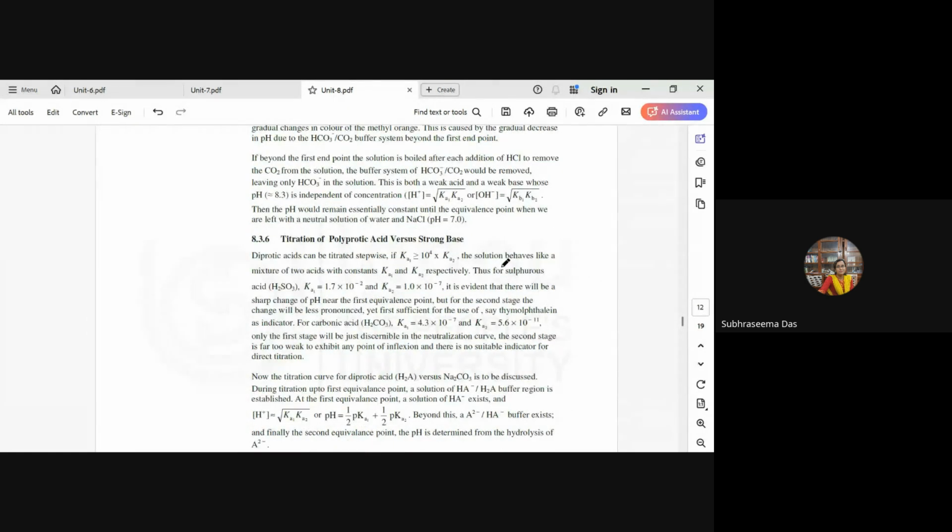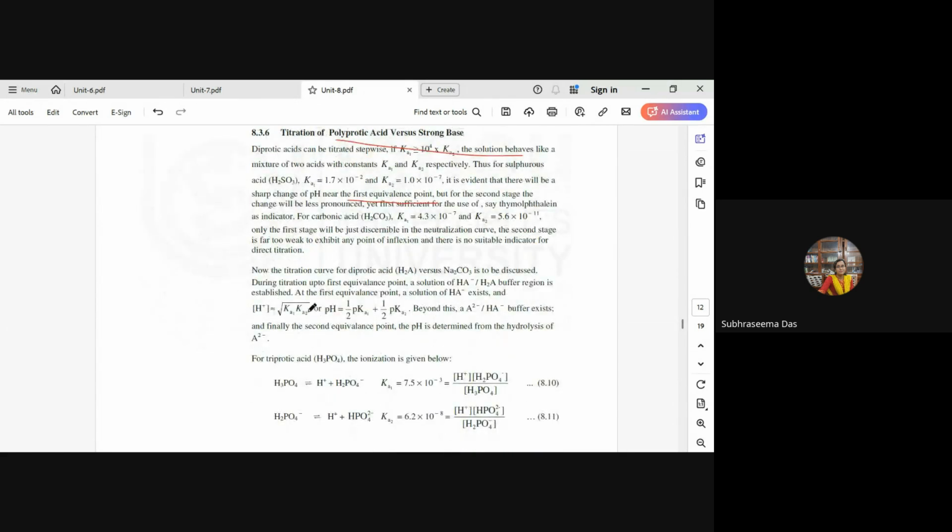Then coming to titration of polyprotic acid versus strong base. Diprotic acids can also be titrated stepwise if they behave like a mixture of two acids. So when we have sulfurous acid, we have Ka1 and Ka2. It is evident there will be a sharp change of pH near the first equivalence point, but for the second stage, the change will be less pronounced. Even for carbonic acid, there will be Ka1 and Ka2.